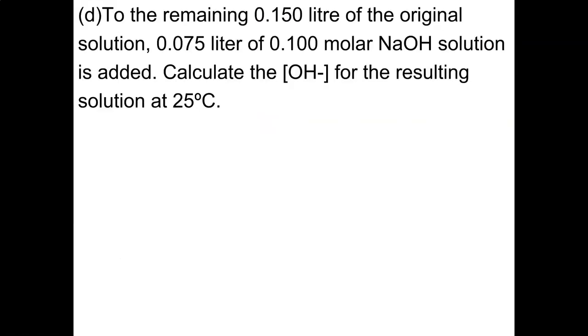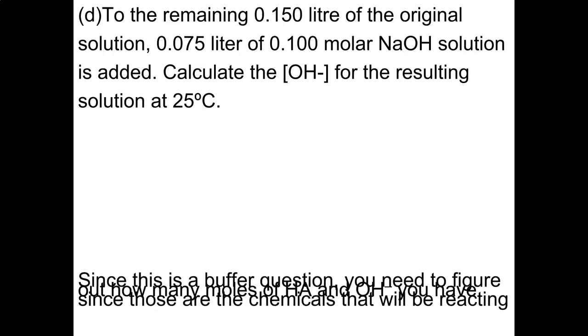To the remaining 1.5 liter of the original solution, 0.075 liters of 0.1 molar of NaOH is added. Now you're dealing with a neutralization scenario. Now it becomes more challenging because you're adding this to the original solution. So now it's a buffer question. So it's a type 2 question.